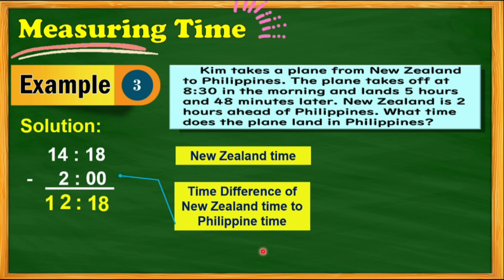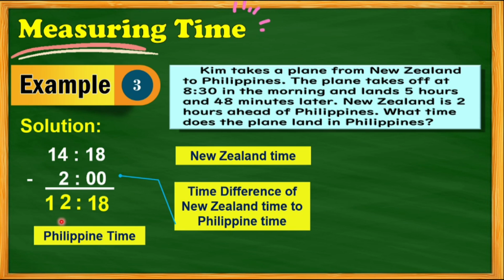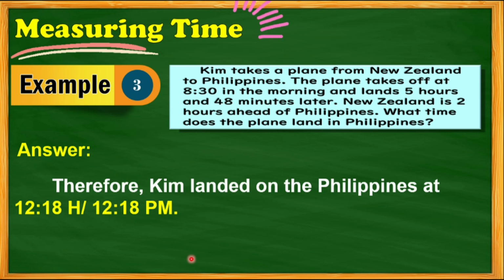So the Philippine time is 12:18 in the afternoon. So therefore, Kim landed on the Philippines at 12 hours and 18 minutes, or 12:18 p.m. in the afternoon.